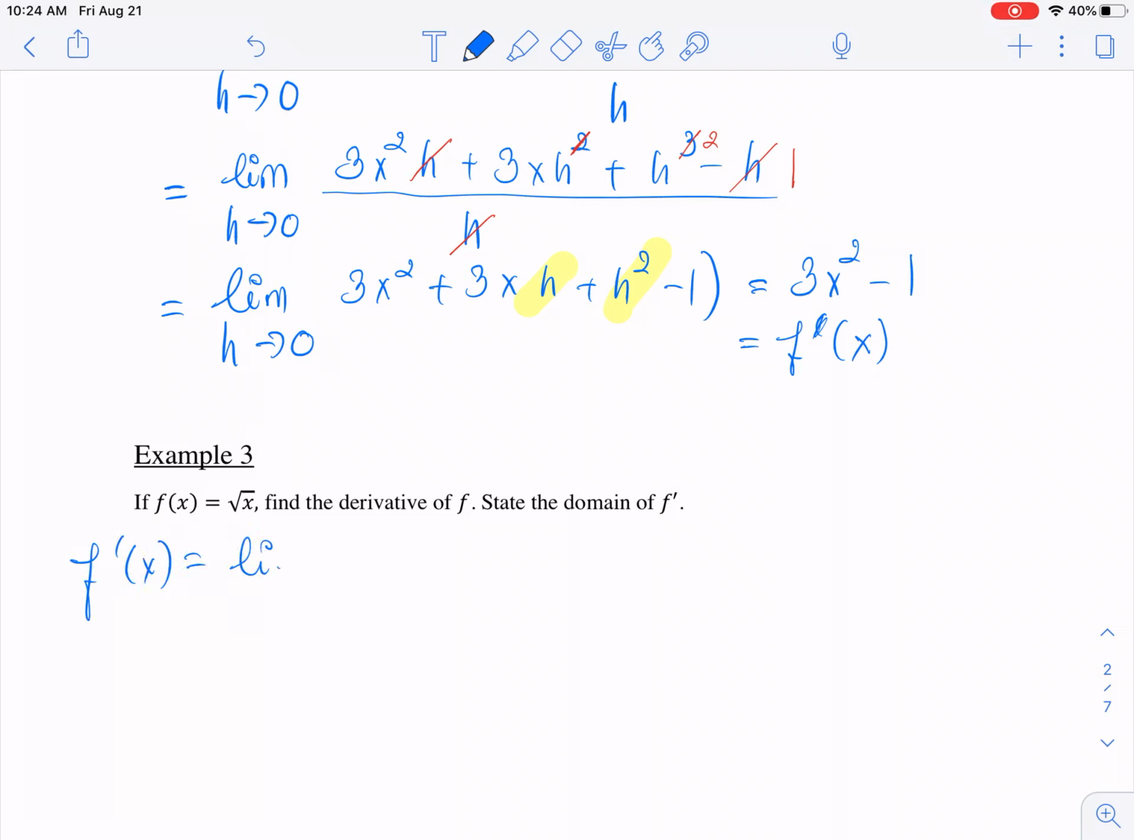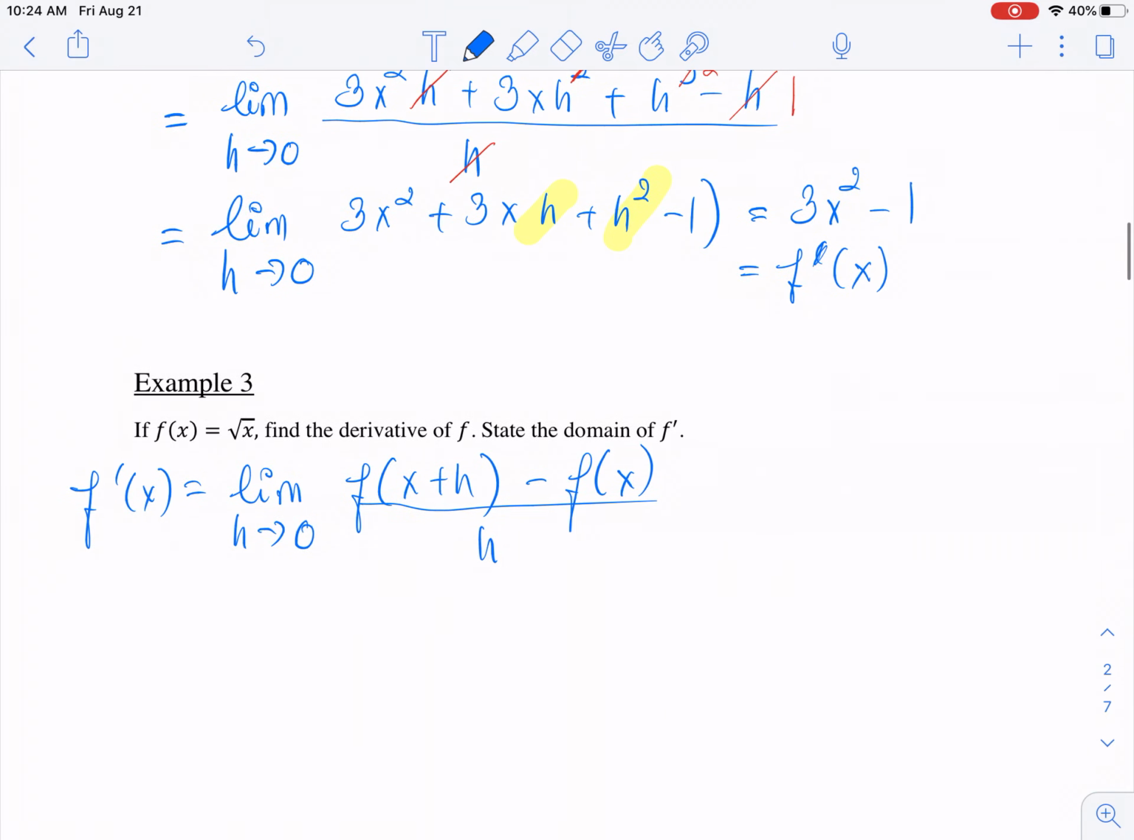Using the definition, limit as h approaches 0 of f of x plus h. The reason I keep rewriting this formula is so that the more you do it, you're eventually going to remember it. So limit as h goes to 0 of the square root of x plus h minus the square root of x, over h.